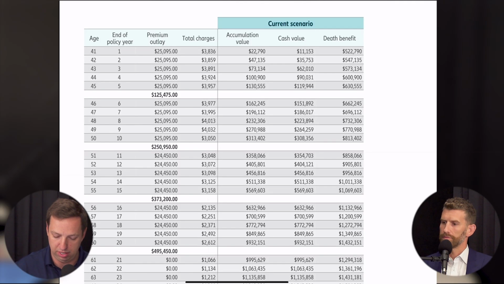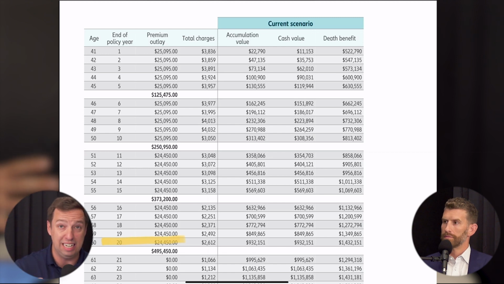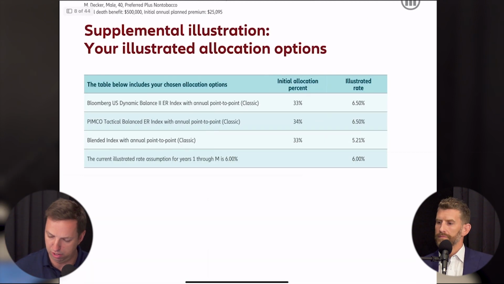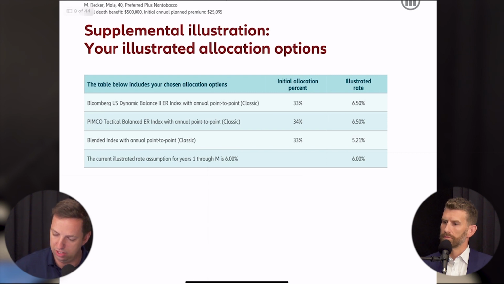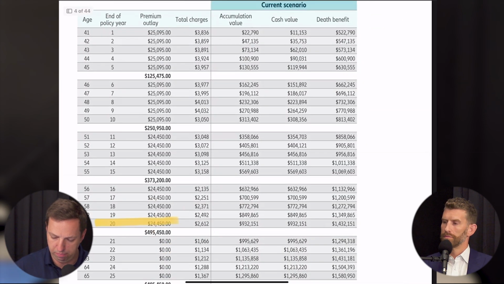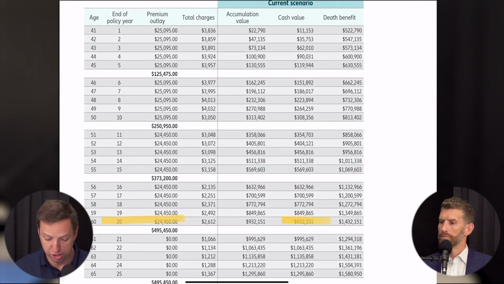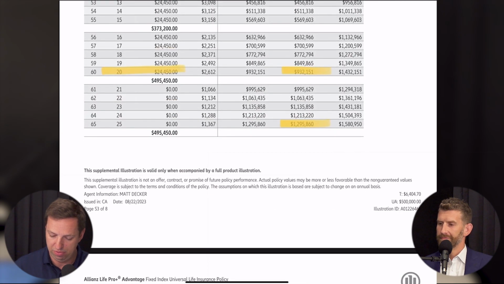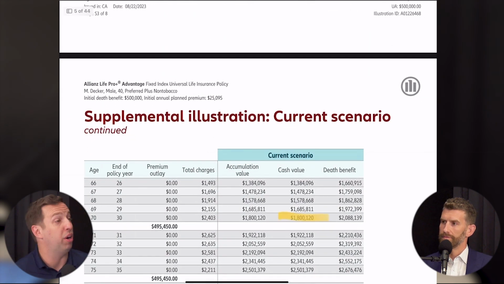So this is the indexed example where the money is not in the fixed account. It's in the index account. I believe we're showing something like maybe a 6.5% rate of return. 6% is the rate of return here on this particular policy. We go back to the ledger. Year 20, $932,000 in cash. Year 25, $1.295 million. Year 30, $1.8 million.